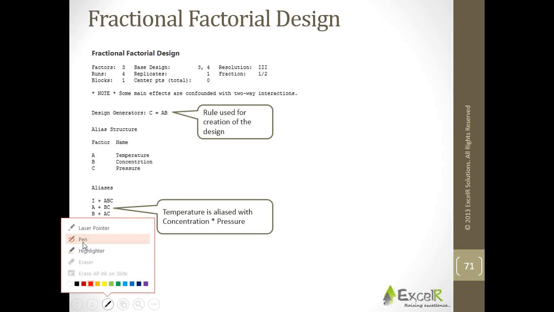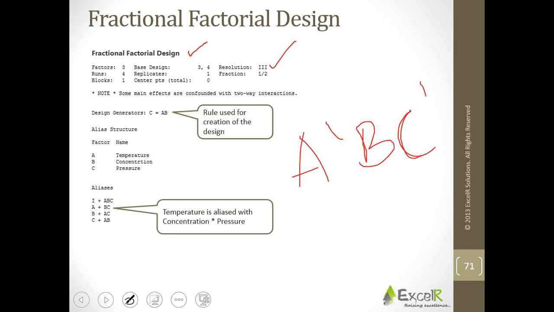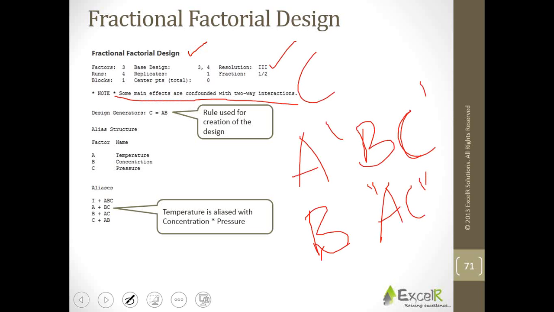What did we do? There is a fractional factorial design. All the details are given. We are using resolution 3. Resolution 3 means what? I'm combining the main effect with the interaction effect, which is of second order, two-way interaction. Some main effects are confounded with two-way interaction. So A with BC, or B with AC, or C with AB. This is called combining the main effect with the interaction effect.